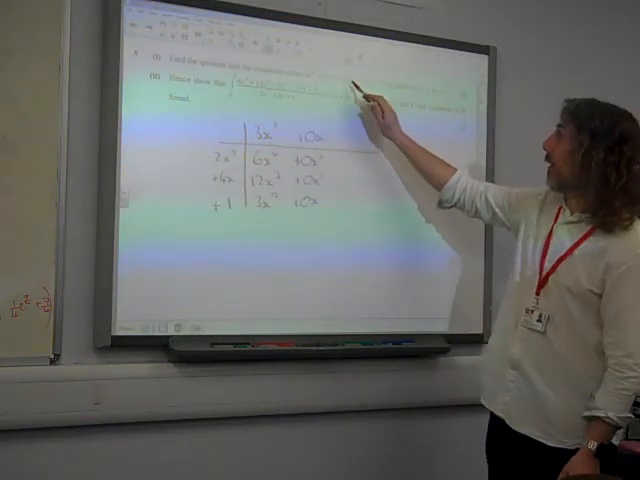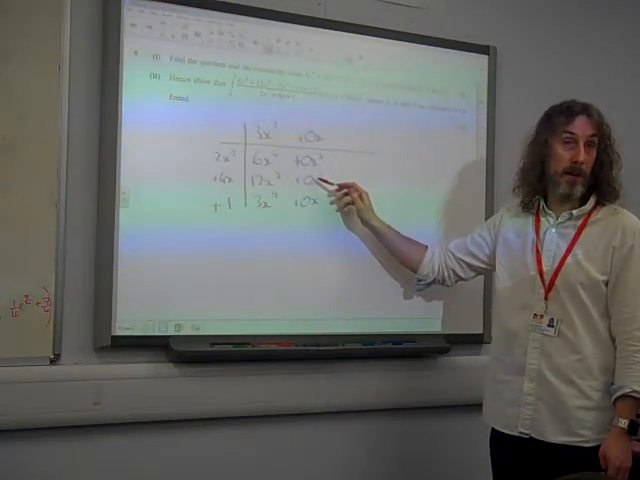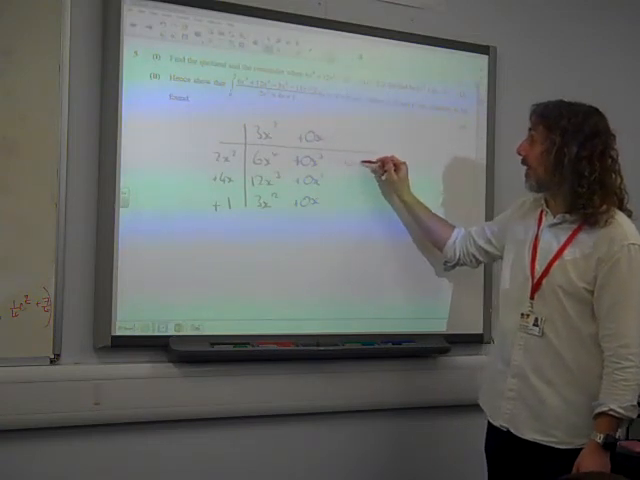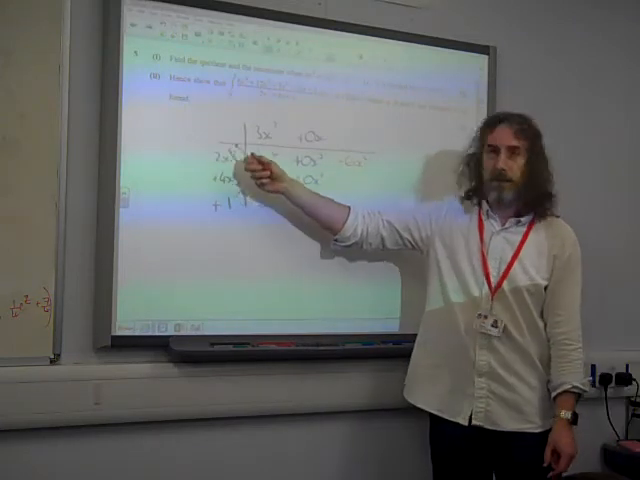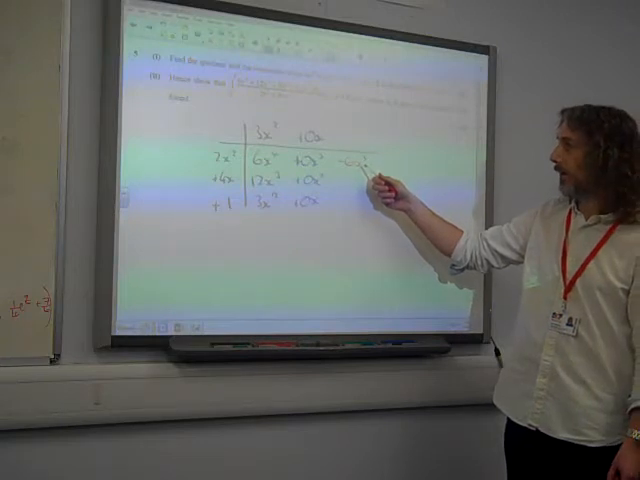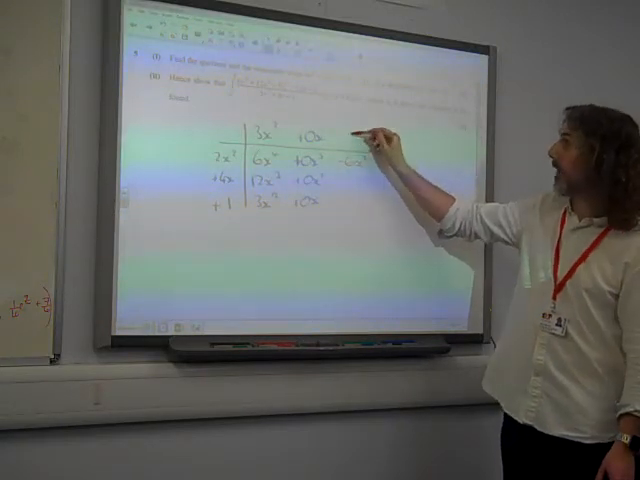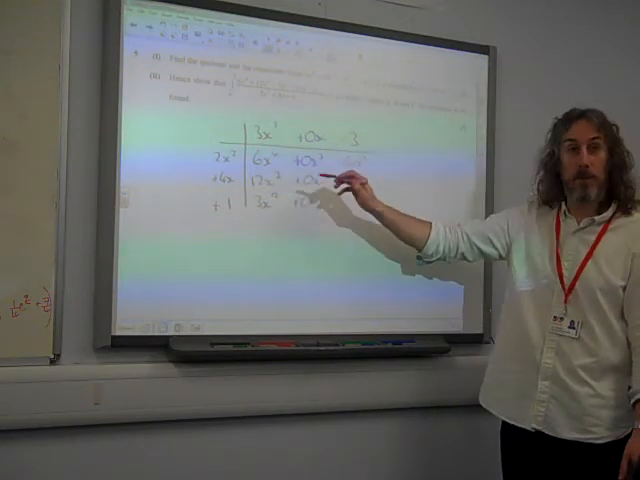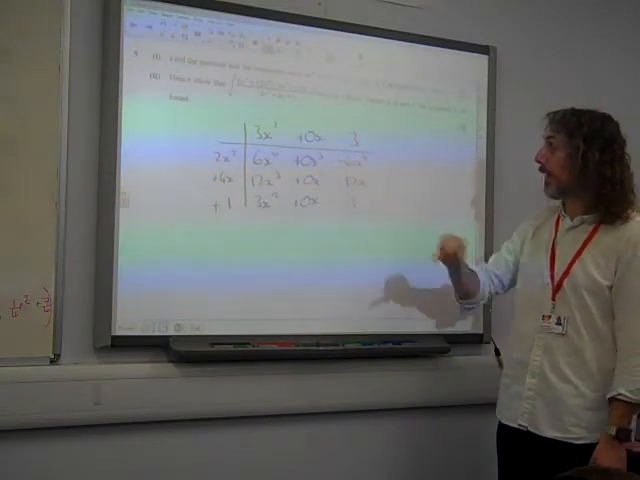Now we've got to check how many x squareds we've got. We've got 3 of them. 3 plus 0 is still 3. We're supposed to have minus 3, so we're going to have to take away 6x squared up there. What do we multiply 2x squared by to get minus 6x squared? The answer is minus 3. Minus 3 times 4x gives me minus 12x. Minus 3 times 1 is minus 3.